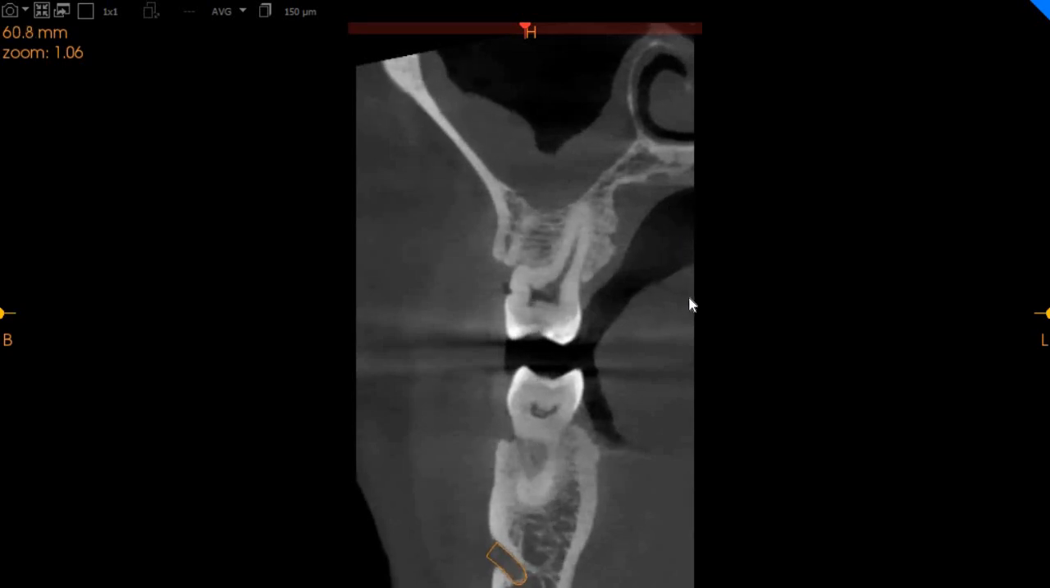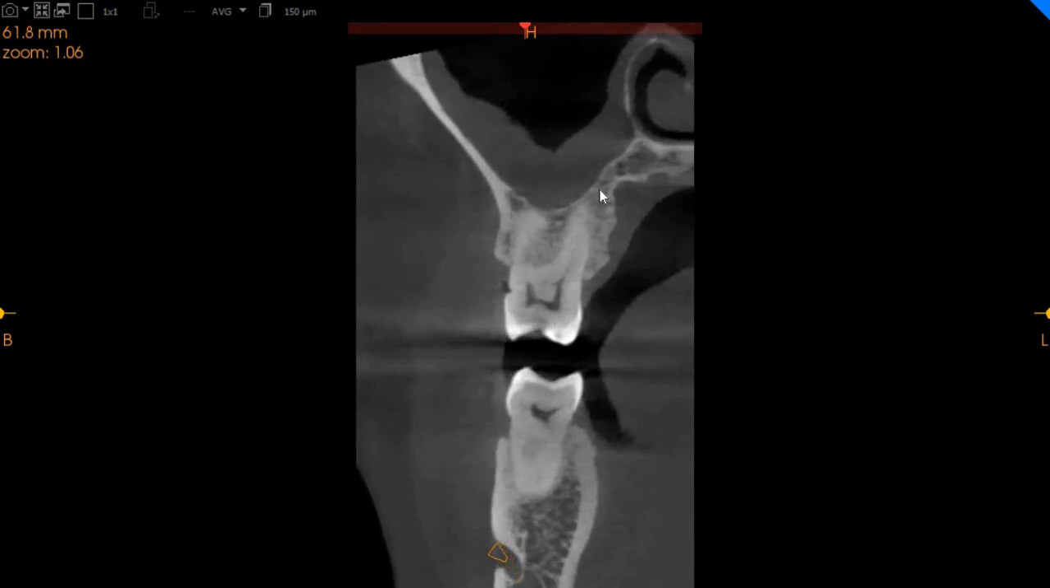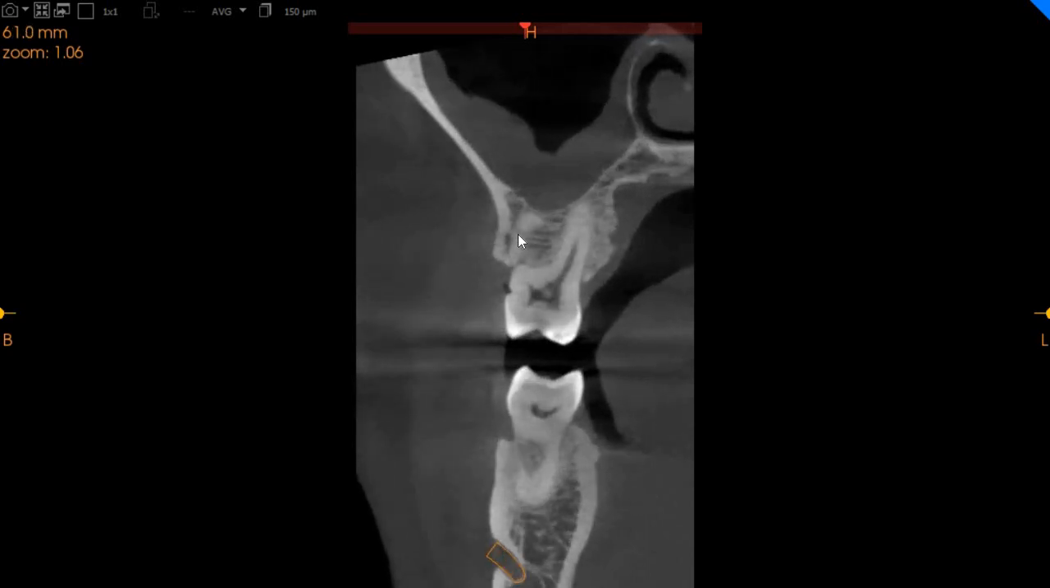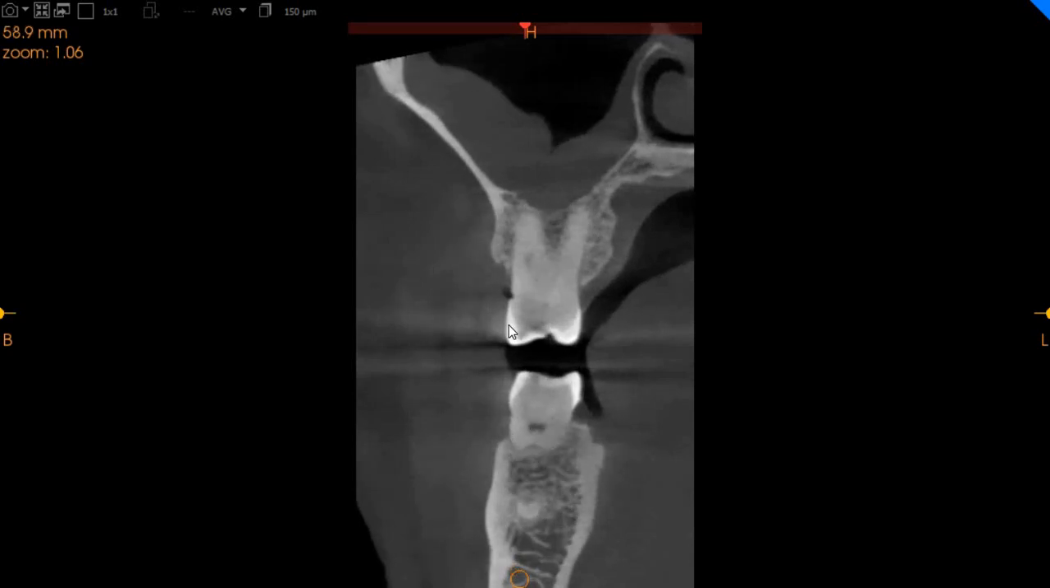The upper right 6 does not show any signs of cracks. We do see sinusitis here, but we don't see any J-shaped radiolucency. We don't see any crack extending. This tooth does have MB1 and MB2. We don't see anything in the palatal root, and we don't see anything in the distal canal as well.